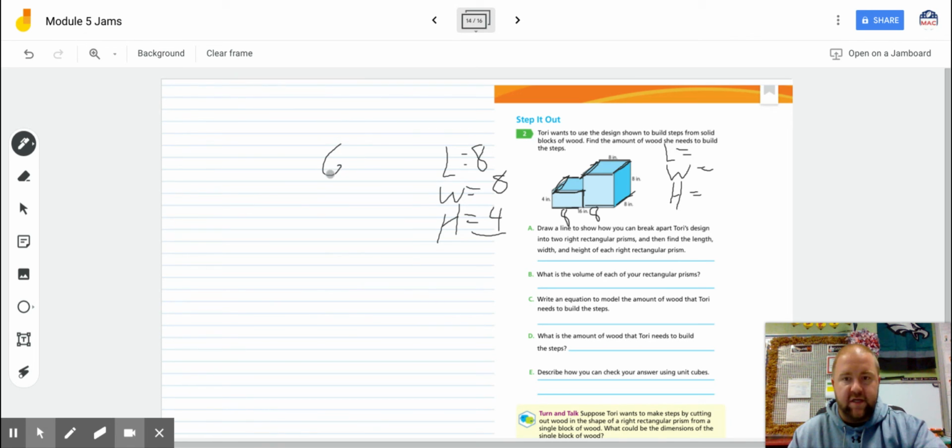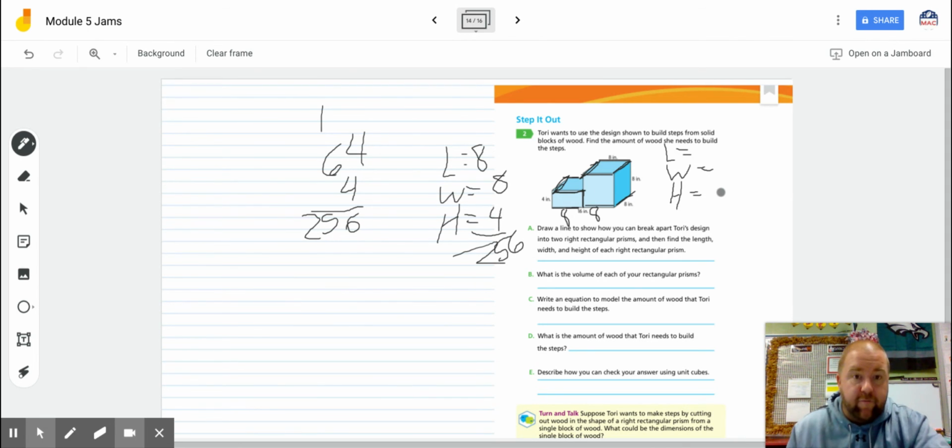8 times 8 is 64. All right, we multiply that by a 4 here. I get 4 times 4 is 16, carry my 1. 4 times 6 is 24, plus 1 is 25, so I get 256 for this volume. Okay, now on the other side, hopefully, since that one was a little bit of a pain in the behind, hopefully this one will be a little bit faster for us.